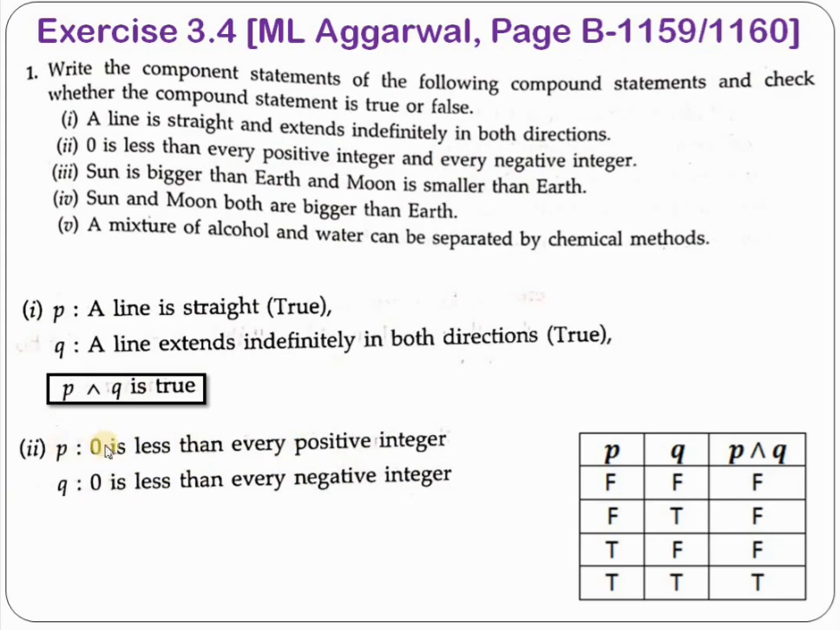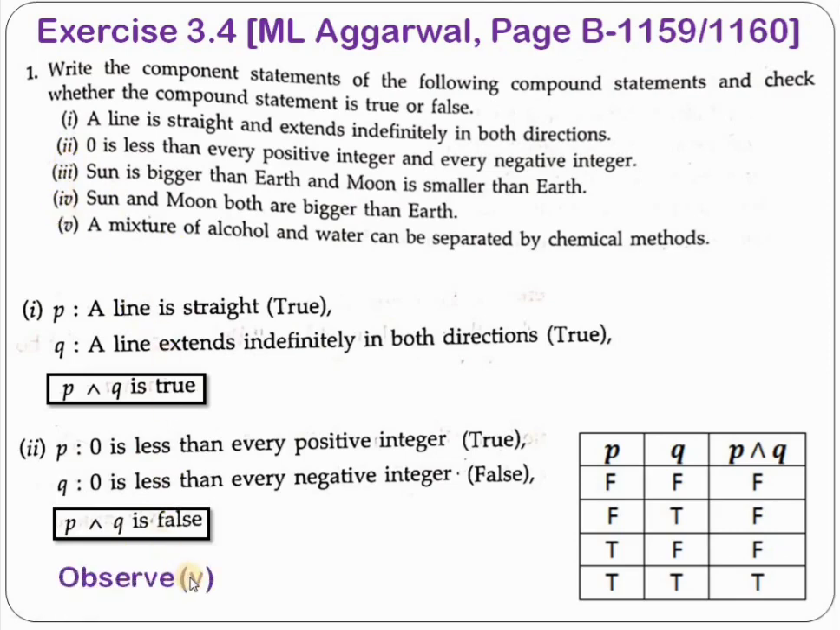Okay, so let us see what is happening here. 0 is less than every positive integer, this is true, right? But 0 is less than every negative number, this is false, right? So one statement is true, the other one is false, right? So true and false. If one is true and the other is false, then my result will be false, right? So that's why statement 2 is always false. All right, so you will try number 3 and 4 by yourself.